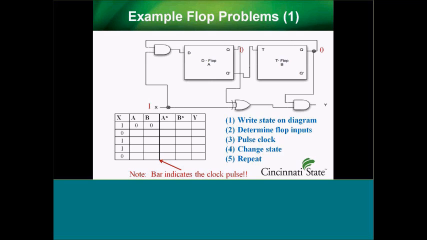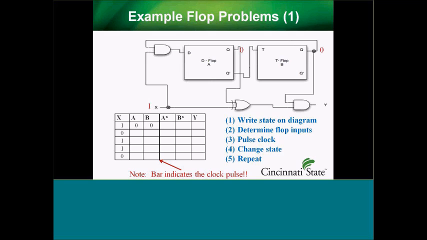So basically, in this kind of situation, there's a data stream coming in. X is 10110. I give them initially that the flops are cleared. We'll talk about asynchronous inputs a little bit later. So the initial state of the system is 00. Then you have to figure out what is sitting on the input lines for D and T. Then when the clock hits, that tells us what's going to happen to the outputs.